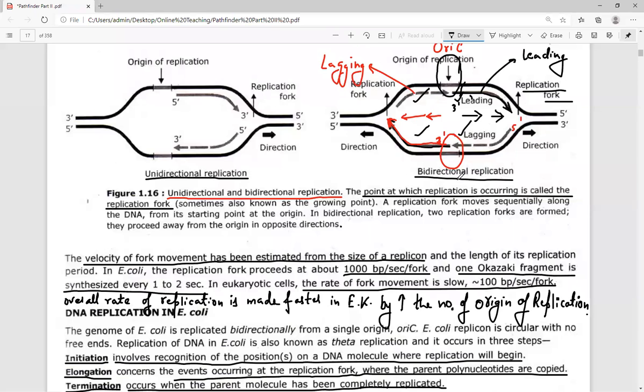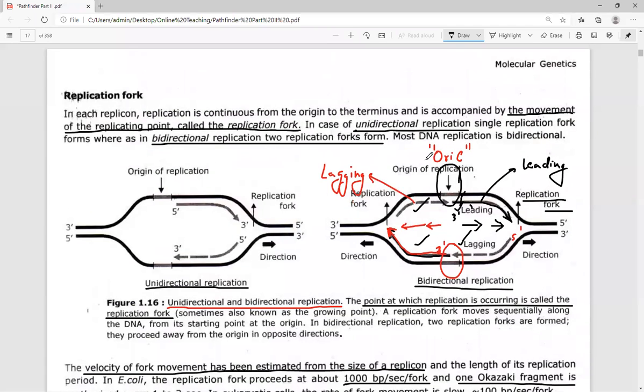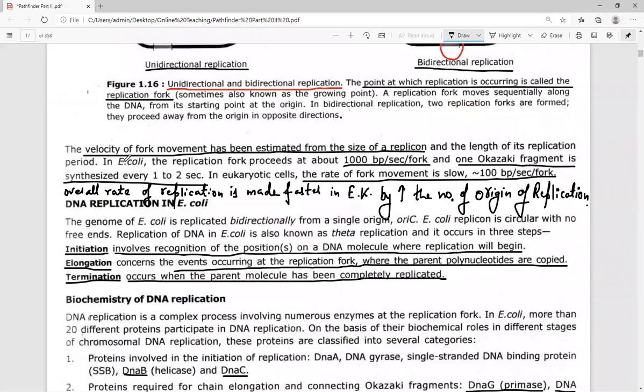After understanding the bidirectional replication fork and the process, looking at the single origin of replication, we can find that from the single origin of replication, in one direction there is a leading strand, and in the opposite direction from the origin of replication the same strand will be referred to as the lagging strand.